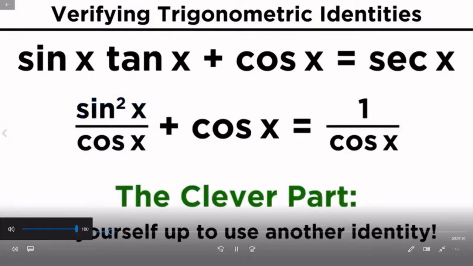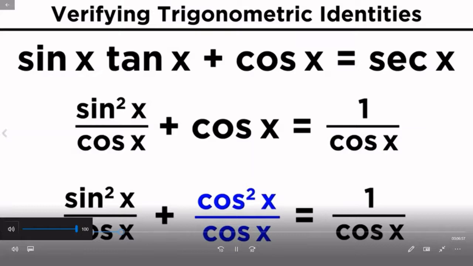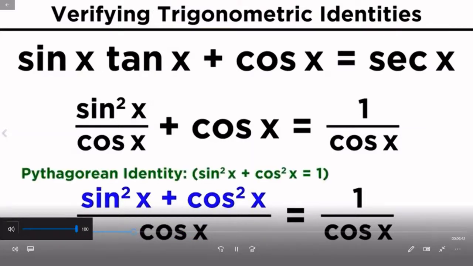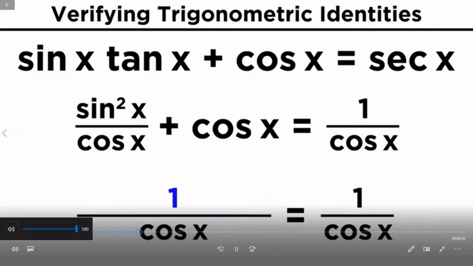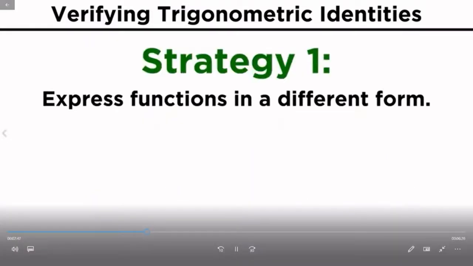Here's the clever part, the part that can be frustrating when you can't figure out what to do. If we multiply this cosine x by cosine over cosine, it becomes cosine squared over cosine. That may seem arbitrary, but we do this so that we can combine the fractions, giving us sine squared plus cosine squared over cosine. The reason this is useful is that we can now use another identity we know, the one that says sine squared plus cosine squared equals 1. That means we can change them, and we have 1 over cosine. Done and done. So we have already outlined a few strategies that we can try.